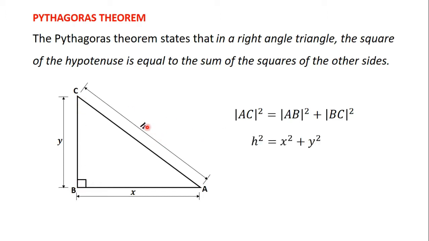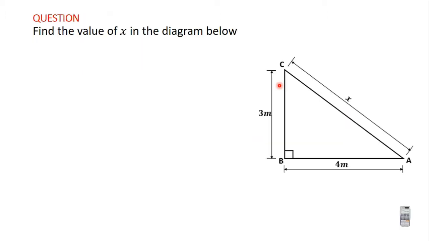From this diagram, we know that the hypotenuse is represented by h. So h squared is equal to AB, which is represented by x, so x squared, plus BC, which is represented by y, so y squared. So h squared is equal to x squared plus y squared. So the Pythagoras theorem states that in a right-angled triangle, the square of the hypotenuse is equal to the sum of the squares of the other sides. Let's use what you've learned here to solve some questions. The first question: find the value of x in the diagram below.